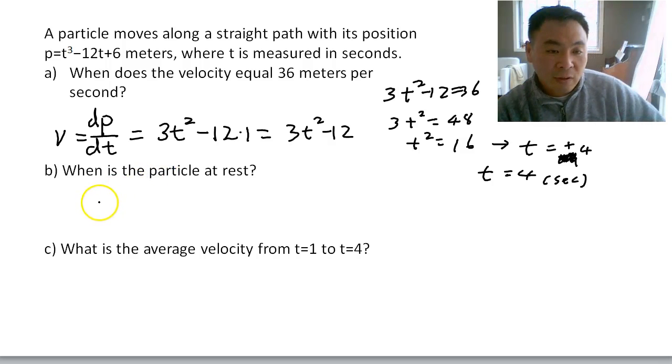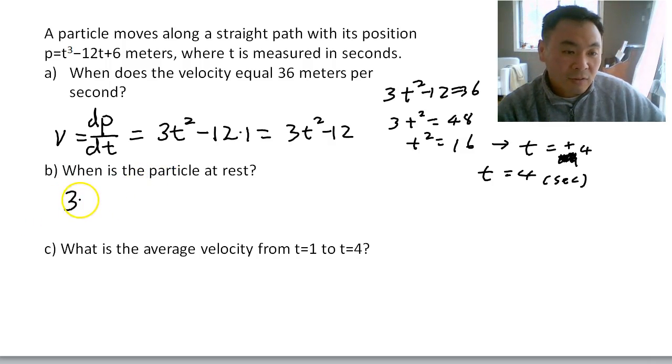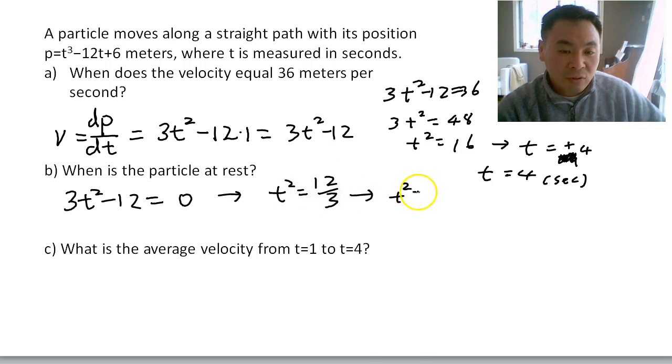When is the particle at rest? This is just looking at the time when v is equal to 0. So since this is v, you set v equal to 0 and solve for this. You get t squared equals 12 divided by 3. That gives you t squared equals 4, and therefore t is plus or minus 2. Once again, we are only going to take the positive one, so it's 2 seconds.